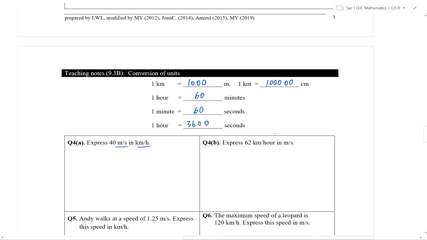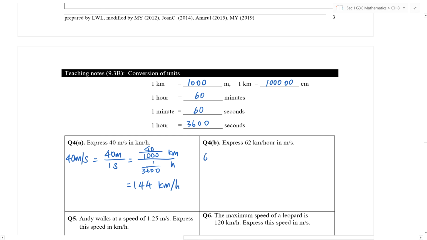So there is a standard way that we can apply to ensure our answers are always correct. So 40 meters per second can be written as 40 meters divided by 1 second. Now we want to convert this to kilometers per hour, as shown over here. So we deal with the numerator and the denominator separately. 40 meters changed to kilometers, we just have to divide it by 1000. And 1 second converted to hour, we divide it by 3600. So this will result in 144 kilometers per hour.